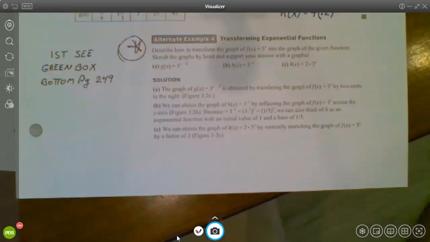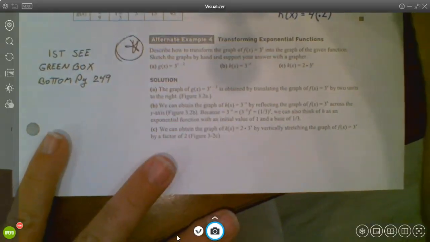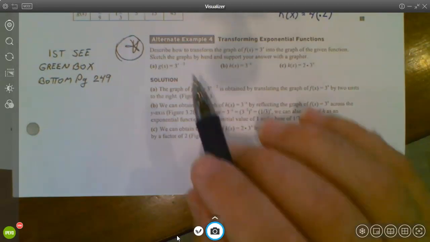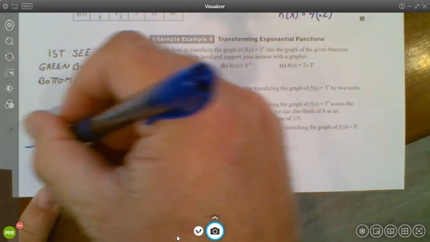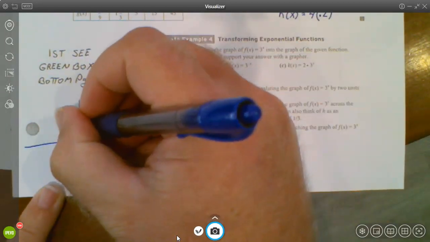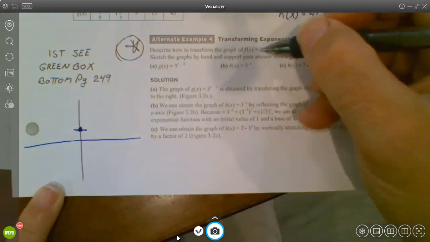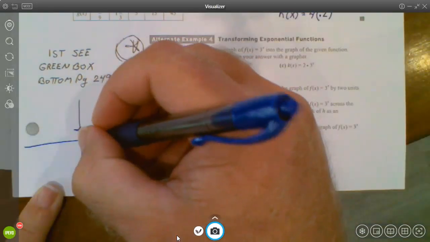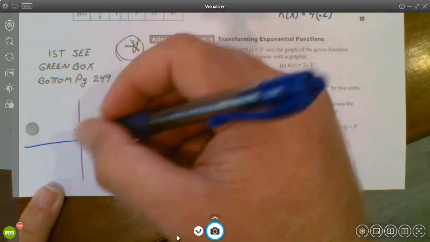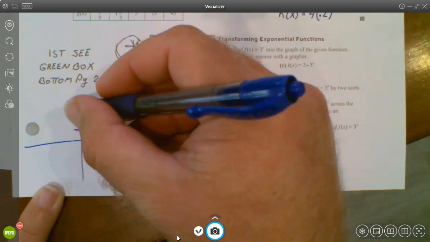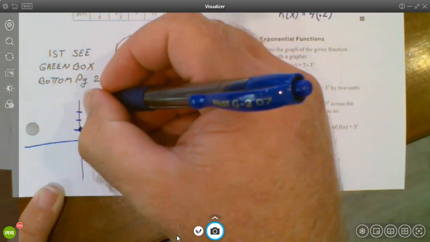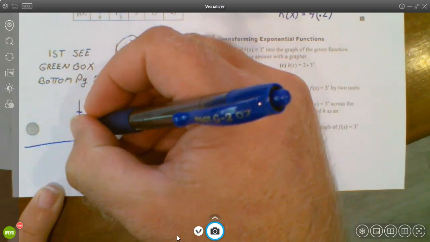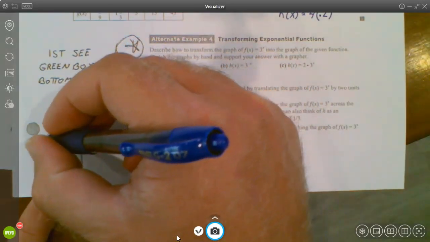So let me go back to some of these examples. So if we had 3 to the x as our parent function, so again, we already know it's going to pass through 0, 1, and since 3 to the first power is 3, we know it would also go through the point 1, 3. And so you can see our growth curve approaching infinity to the right, approaching 0 to the left, looking something like that.